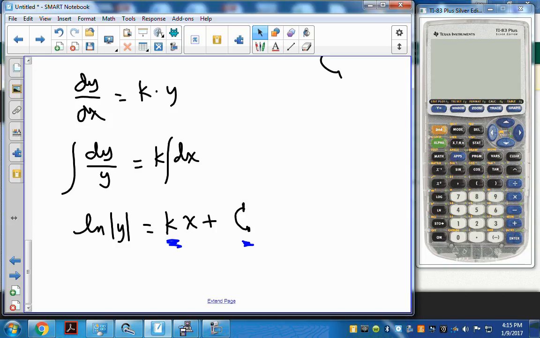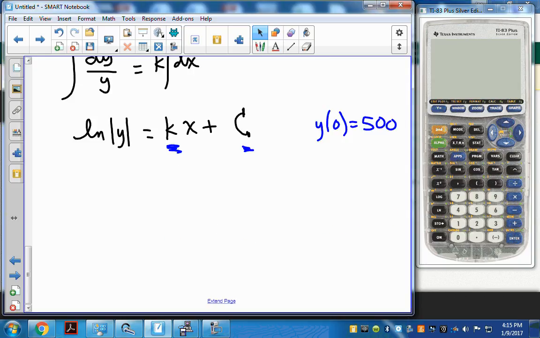So let's suppose we were told that y of 0 is equal to 500. This might simulate the money problem we saw the other day. Y of 0 is 500. And then I'll just pick another y value. Y of 1 is equal to 520. Okay? So we have these two pieces of information, and they should be enough to find our constants k and c. And let's see how we could go about doing that.